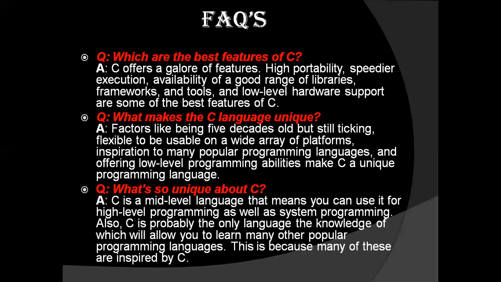So what's so unique about C? C is a mid-level language. That means you can use it for high-level language programming too, as well as system programming. Also, C is probably the only language the knowledge of which allows you to learn many other popular programming languages. This is because many of them are inspired by C.